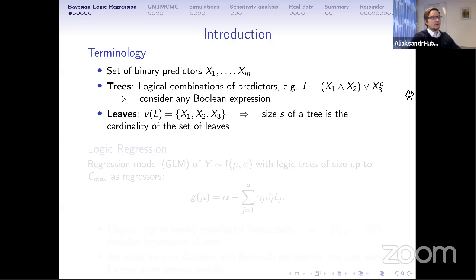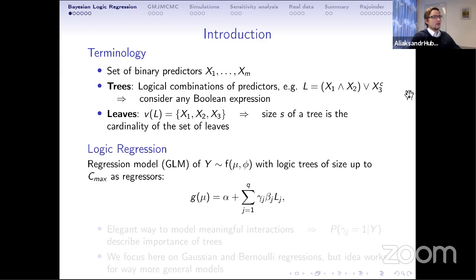Consider a set of binary predictors x1 to xm and all possible logical combinations of those predictors using and, or, and not operators, which we further call trees. Denote by val all of the leaves, or individual predictors, that are built into those trees, and consider that the size of the tree S is defined by the cardinality of the set of its leaves.